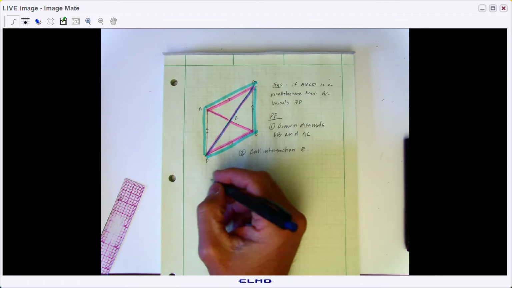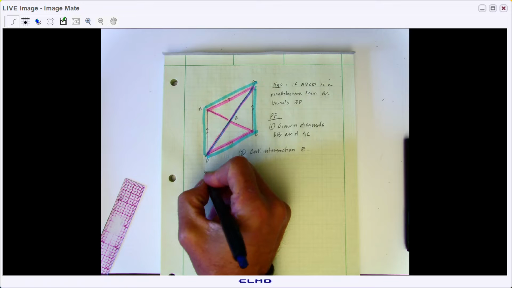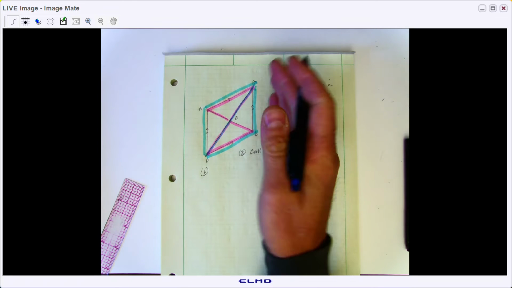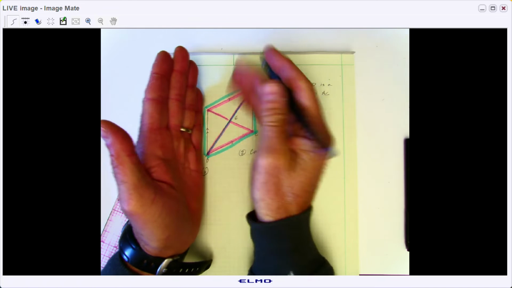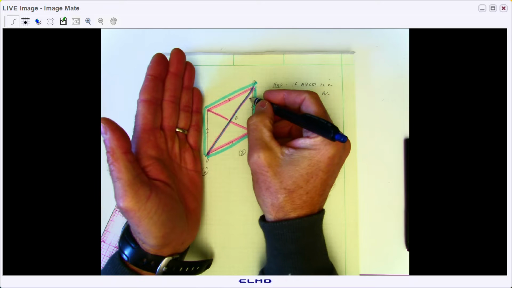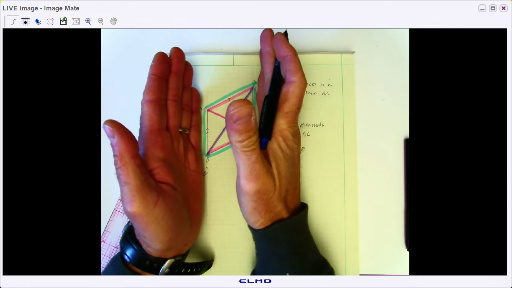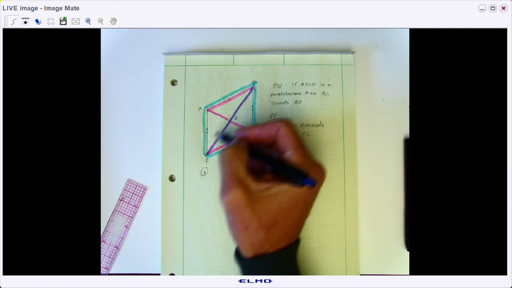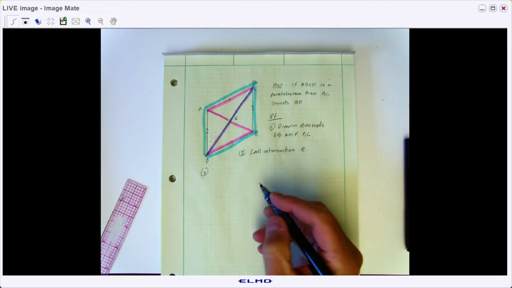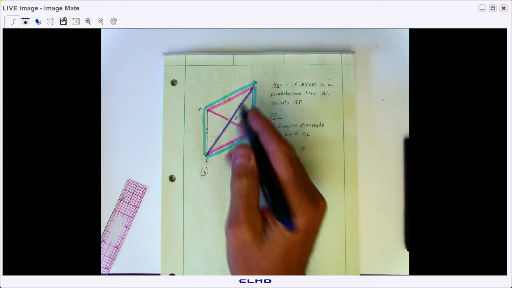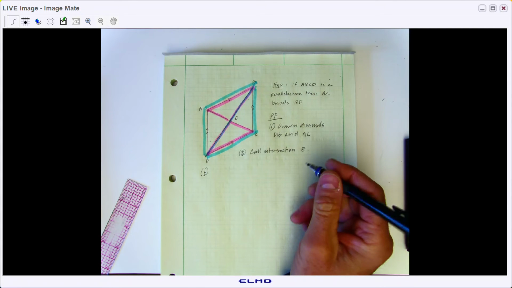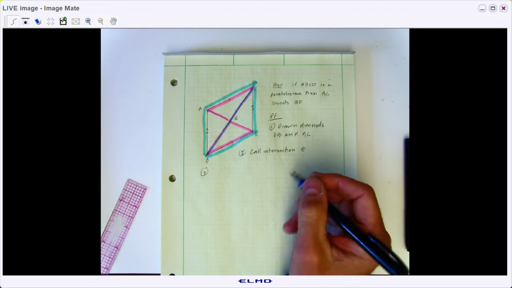I can do that again. If these are parallel, then alternate interior angles here and here are congruent. So we have two sets of alternate interior angles and a shared common side. So by angle-side-angle, we can get the two blue triangles congruent to one another. So that's what I'm going to go for.